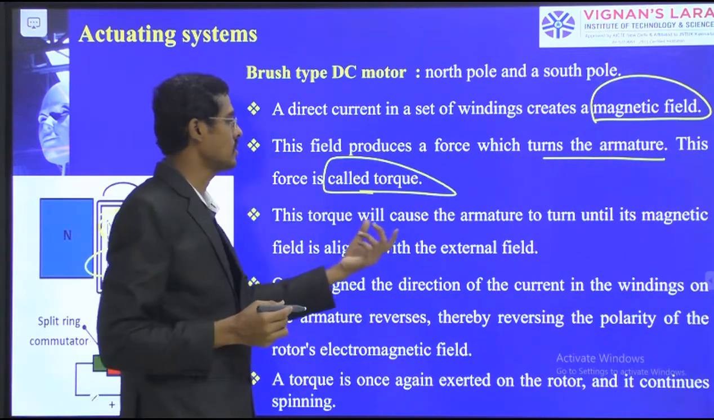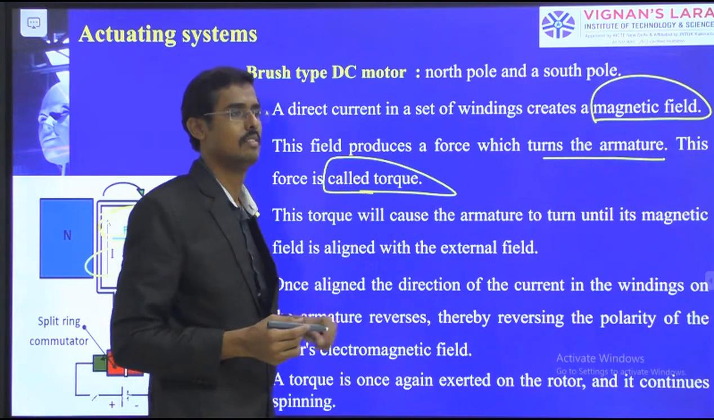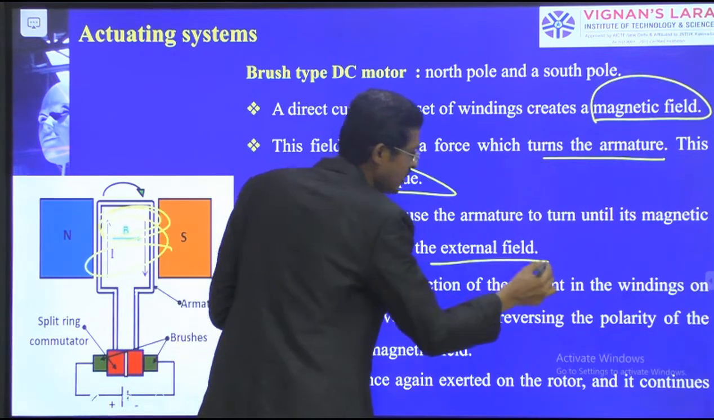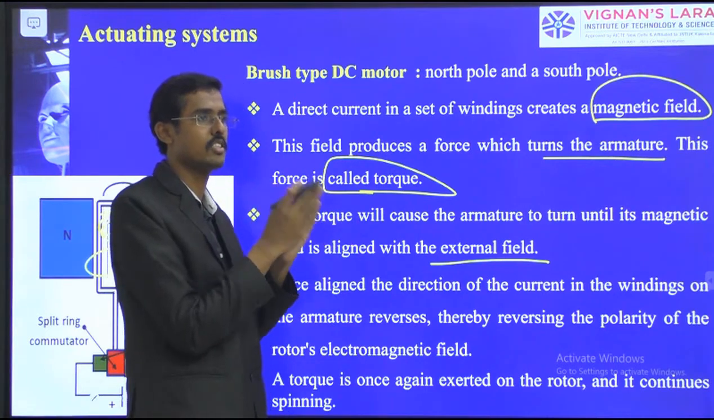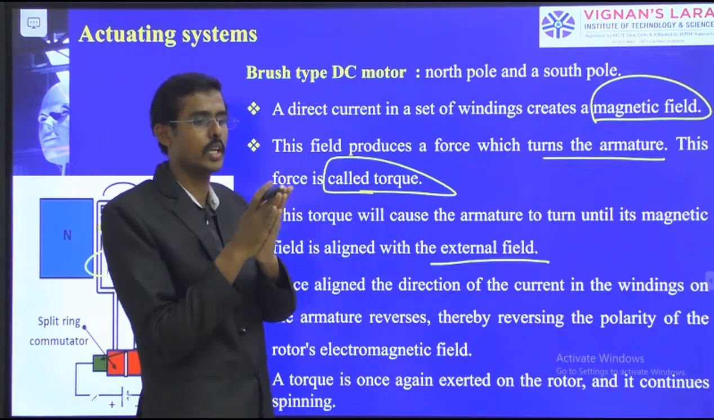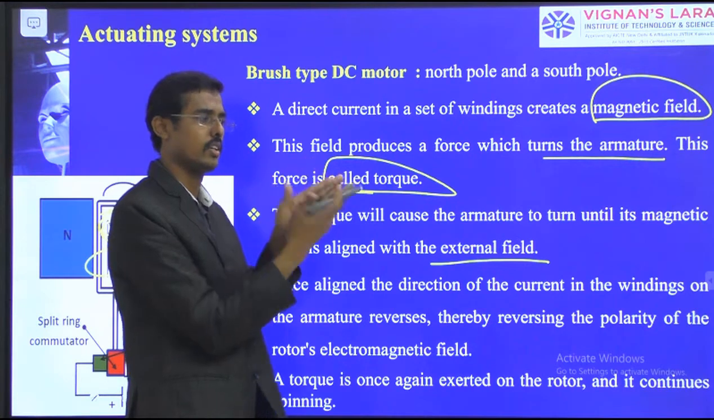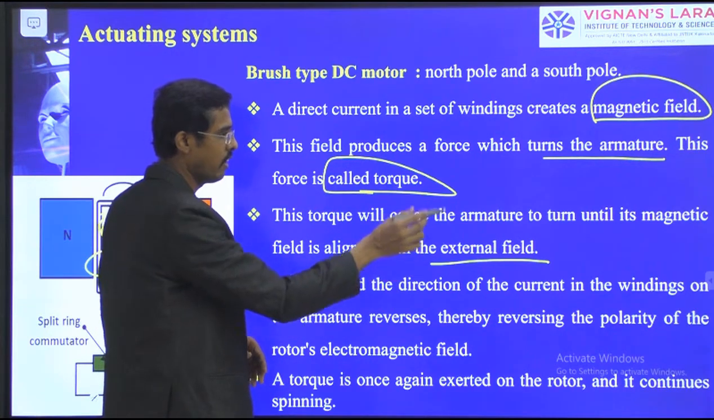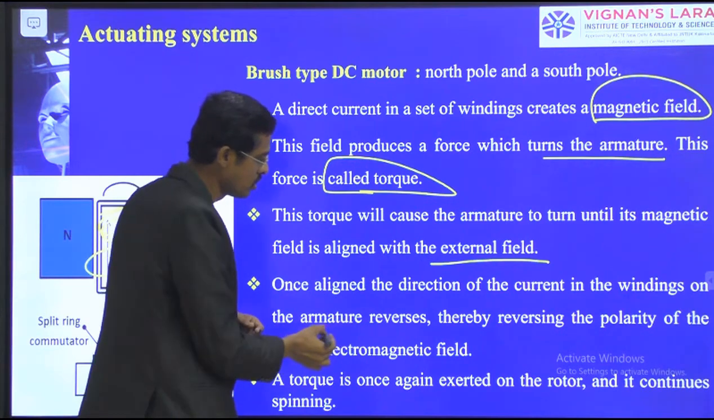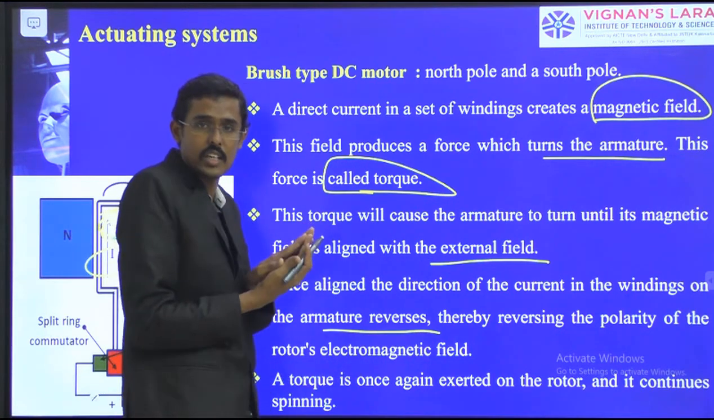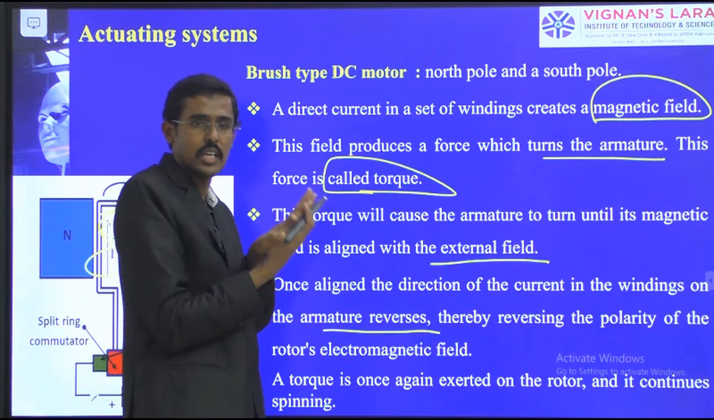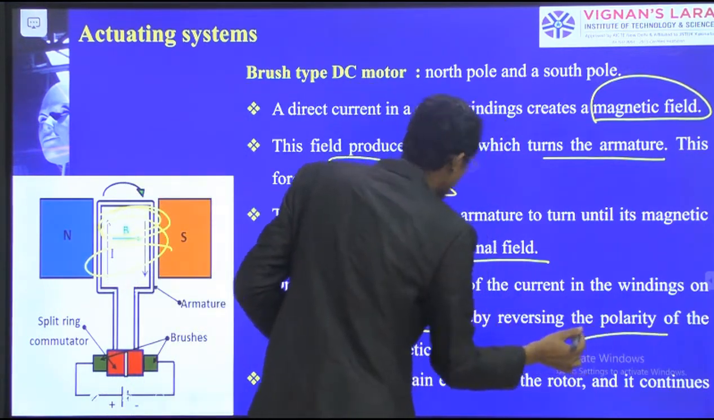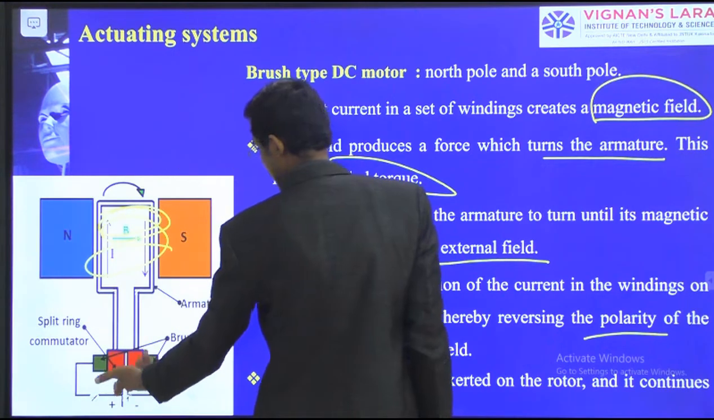This torque causes the armature to turn until the magnetic field is aligned with the field, whether in the north pole direction or south pole direction; until then it keeps on rotating. Once aligned, the direction of the current in the windings on the armature is reversed. When it is connected in the same direction, it starts to reverse like this. So by reversing the polarity, we connect positive and negative in the other directions and keep changing.